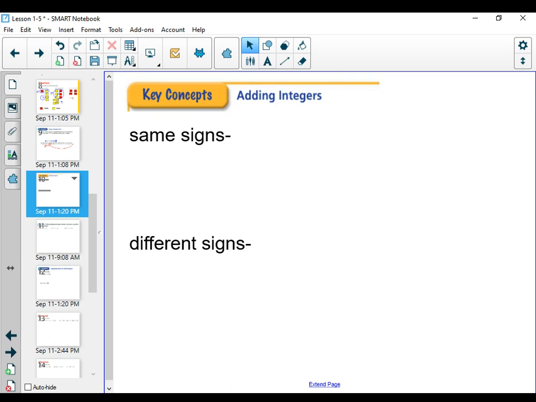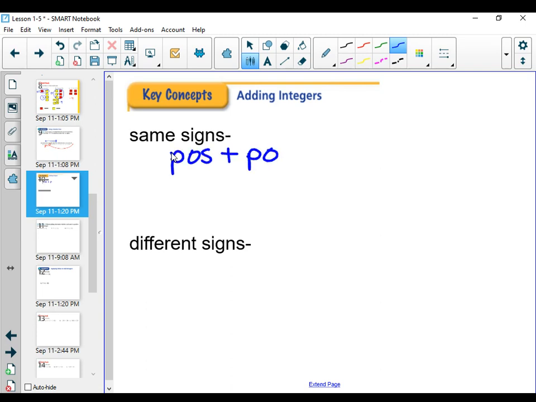If they have the same sign, do you have your notes out, by the way? If they have the same sign, a positive number plus a positive number, I can just add those and get a bigger positive. You've been doing this since kindergarten. 3 positives plus 4 positives is a bigger 7 positives.